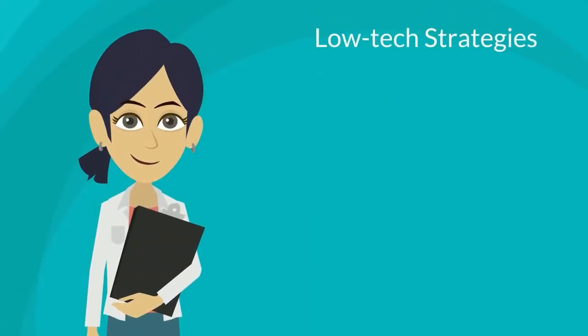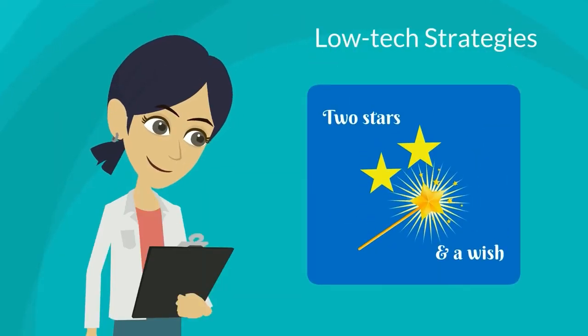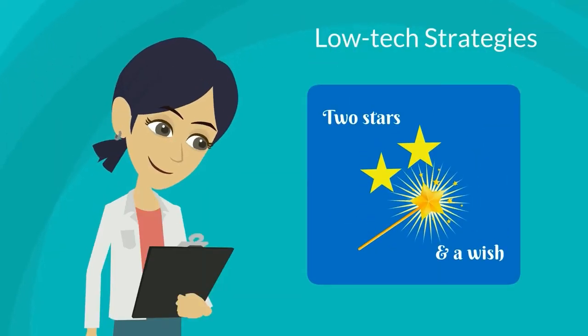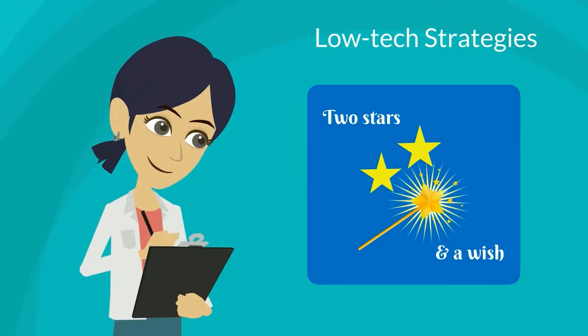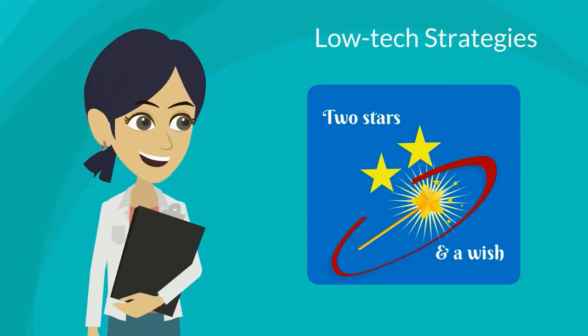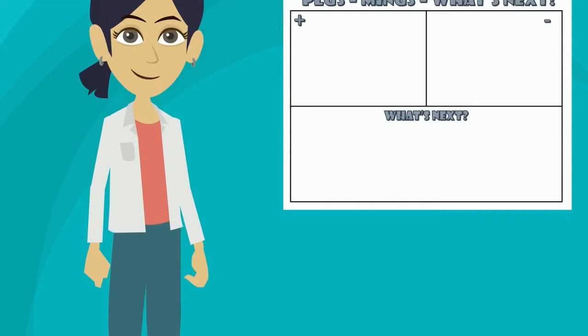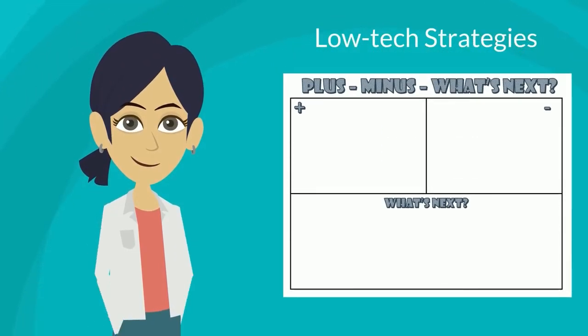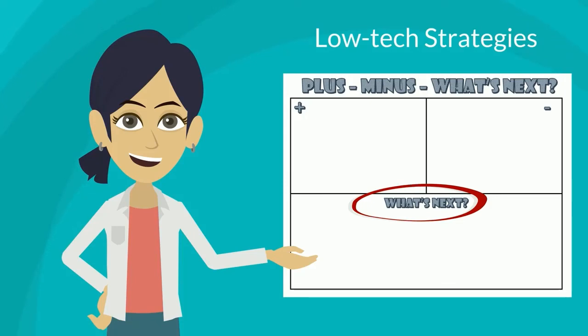There are also low-tech strategies that can assist with peer assessment. 2 stars and a wish is a good strategy for younger students. Students indicate 2 positive things about another student's work and give them stars. They then identify a wish about what the student might do next time to improve part of their work. Plus, minus, and what's next is another approach for students to comment on what was done well and what could have been done better based on the success criteria. The what's next also can be used to set or revise personal learning goals.